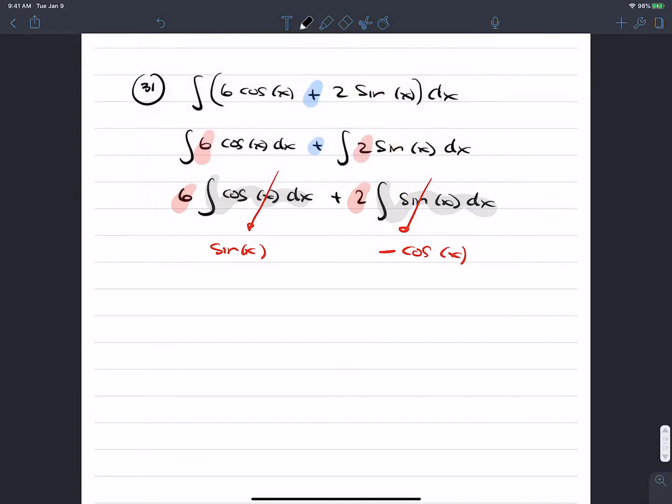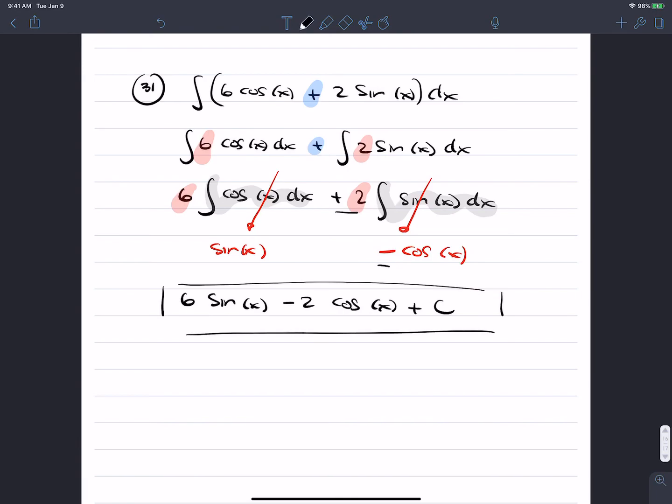So let's put this together. 6 sine, positive 2 times a negative is minus 2 cosine x plus that c. And you're done.